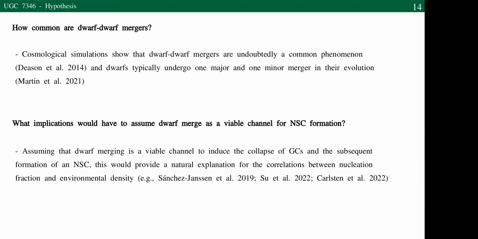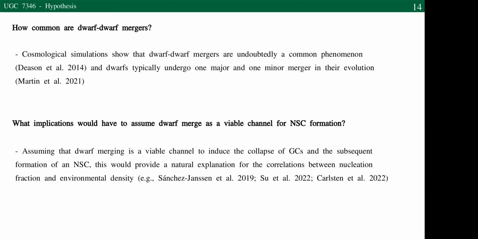And if we assume that the dwarf mergers are able to produce nuclear star clusters, these environmental dependencies could have an explanation, because indeed a higher environmental density will produce a higher merger fraction between dwarf galaxies. And I think this is something interesting. And we can be even more speculative.